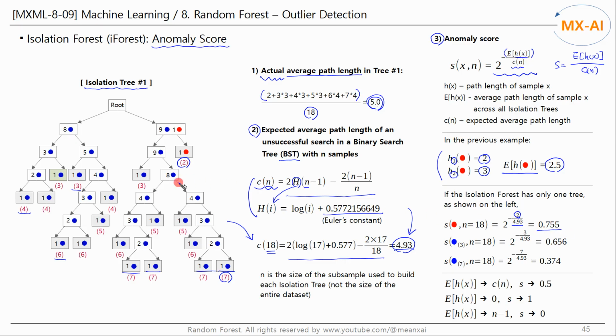Now let's compute the anomaly score for the blue sample with a path length of 3. Its anomaly score is approximately 0.656. Finally, let's compute the anomaly score for the blue sample at the very bottom of the tree. It has a path length of 7, and its anomaly score is approximately 0.374.